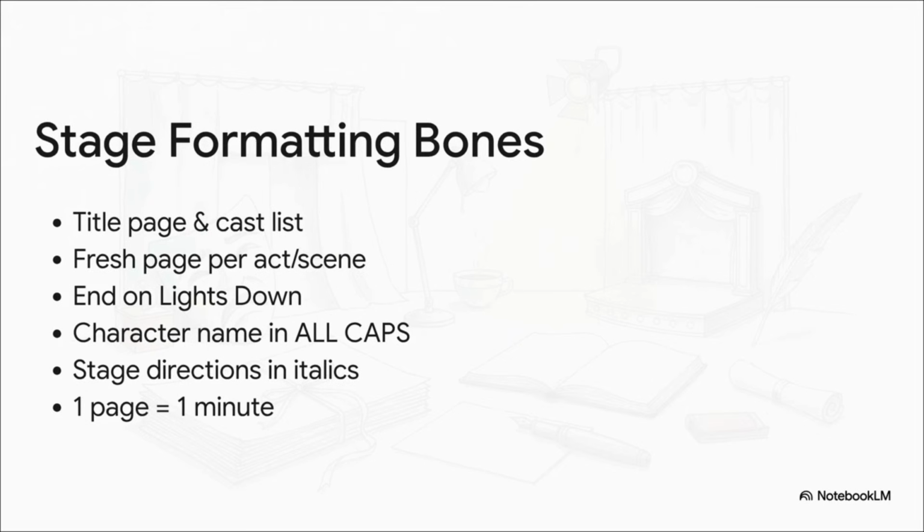Also, you don't cut to a new scene. Your scenes end on specific stage cues, things like lights down or curtain. For the actual dialogue, the character's name goes in all caps, and those stage directions are set inside parentheses and usually italicized. Oh, and here is a fantastic rule of thumb to keep in your back pocket. Just like in screenplays, one properly formatted page roughly equals about 1 minute of stage time. Stick to these consistent bones, and your script will be perfectly readable for any producer out there.